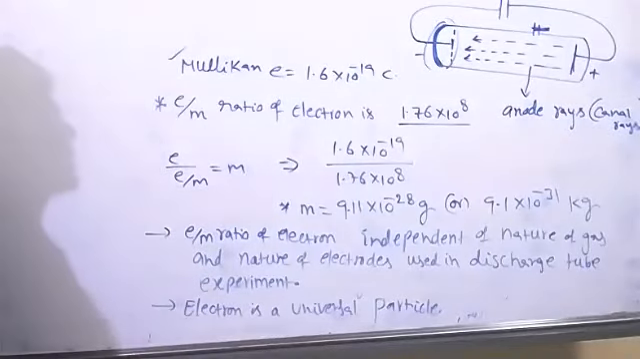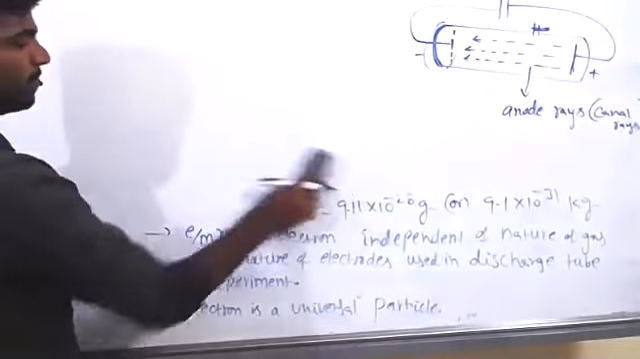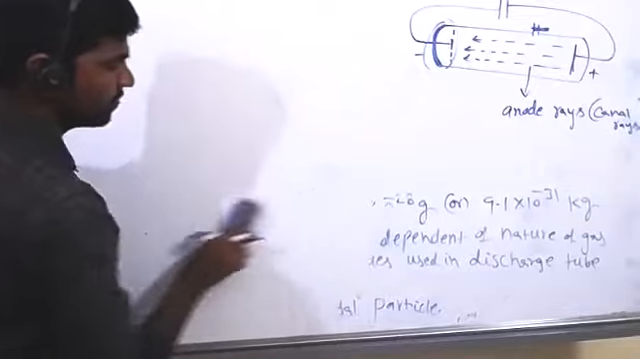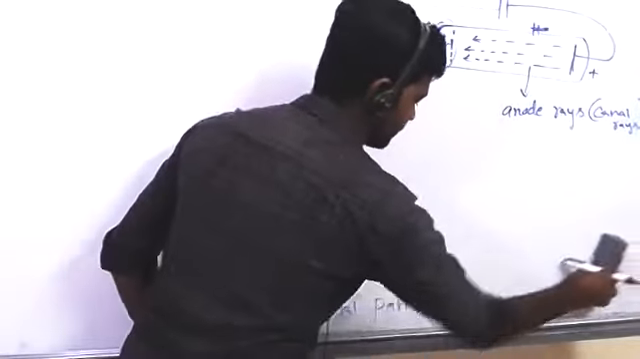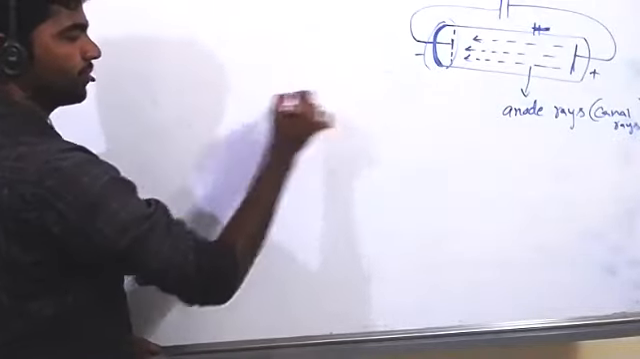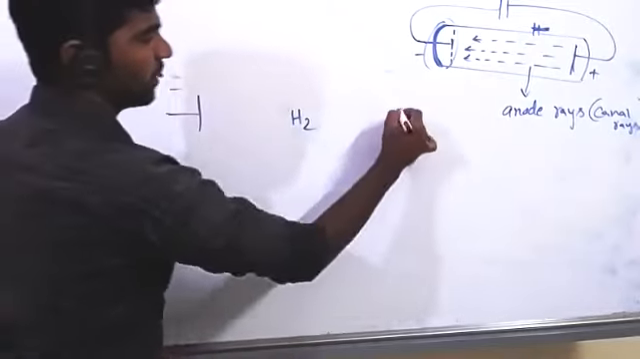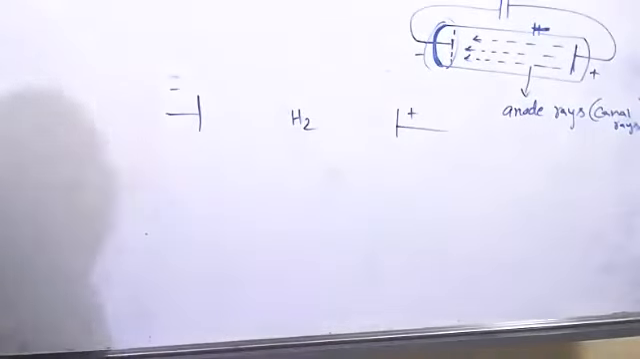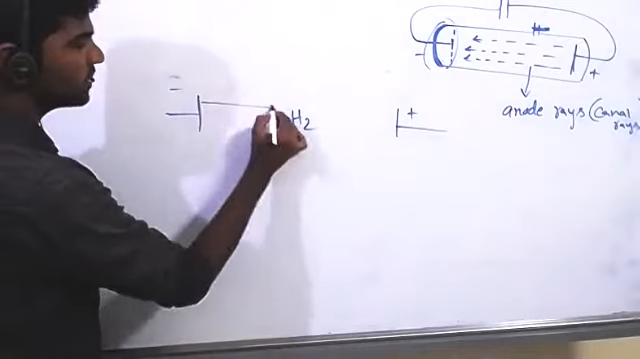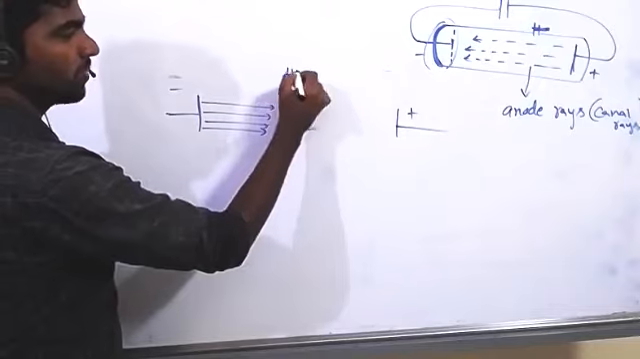Now we'll see what is the origin of these anode rays. Suppose in the discharge tube, I'm taking hydrogen gas. Cathode here, anode plate here. No doubt, by supplying high voltage, first cathode rays are produced. Those cathode rays strike this hydrogen molecule. Atomization takes place, meaning the hydrogen molecule first forms hydrogen atoms.